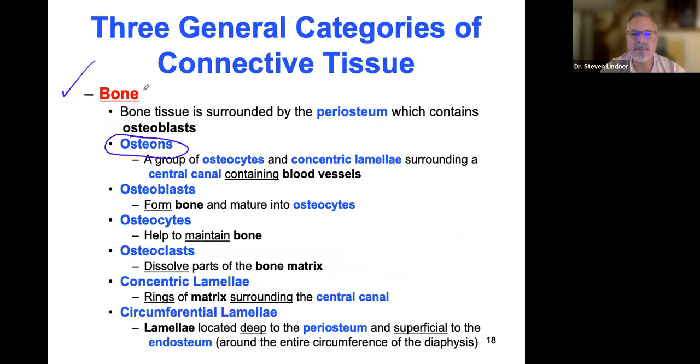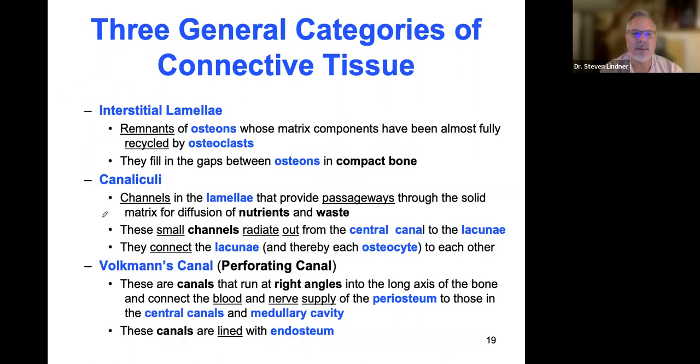Under connective tissue, we spoke about bone. So make sure you review that video on the bone histology where we spoke about the osteon. We mentioned osteoblasts, which are the immature cells that form the bone or the matrix. We spoke about the osteocyte. That's a mature cell that helps to maintain the bone. We spoke about osteoclasts that break down the bone. We showed you on the model the difference between concentric lamellae, circumferential lamellae, and interstitial lamellae.